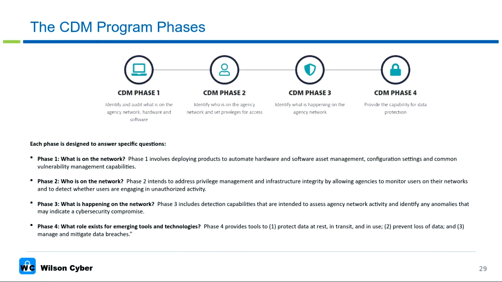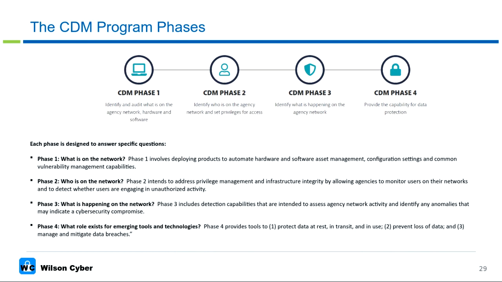Each phase is designed to answer specific questions. What's on the network involves deploying products to automate hardware, software, asset management, configuration settings, and common vulnerability management capabilities. Phase 2, which is who's on the network, intends to address privilege management, infrastructure integrity by allowing agencies to monitor users on their network, detect whether the users are engaging in unauthorized activity.